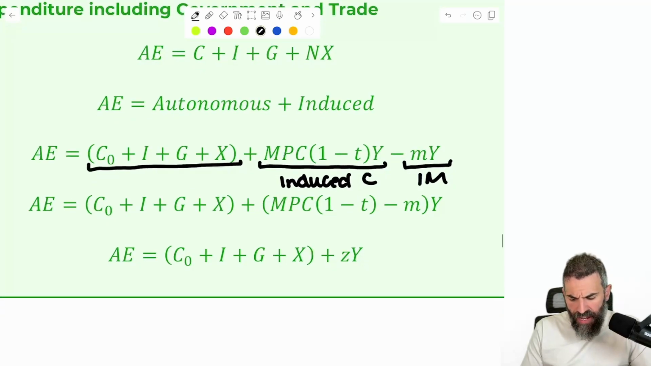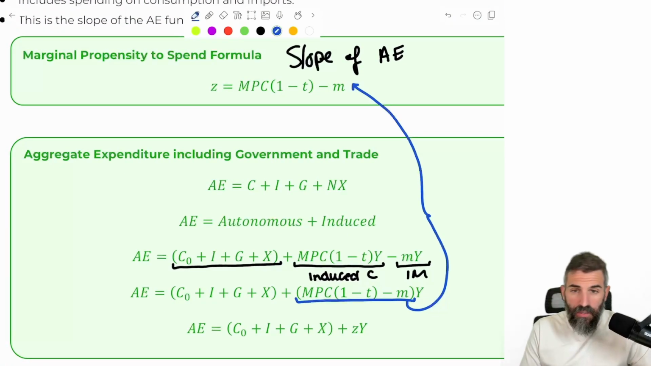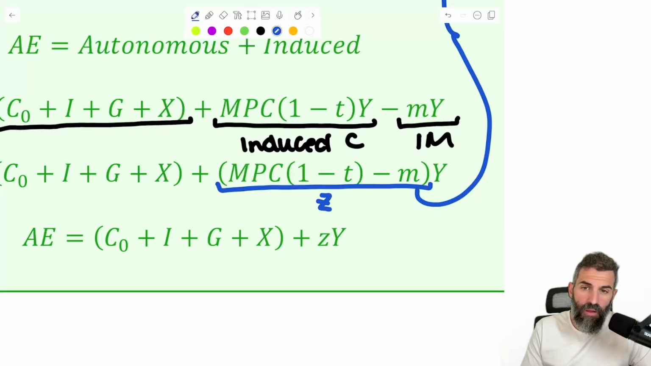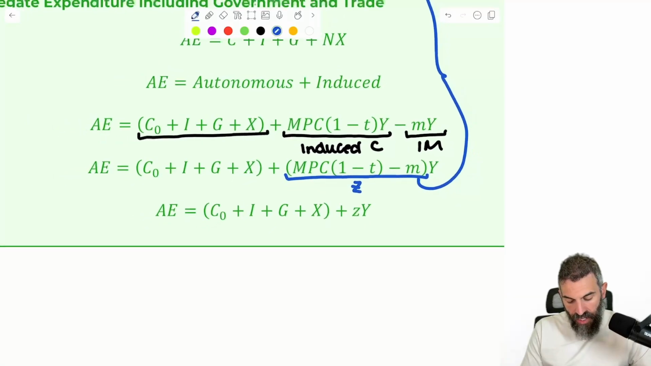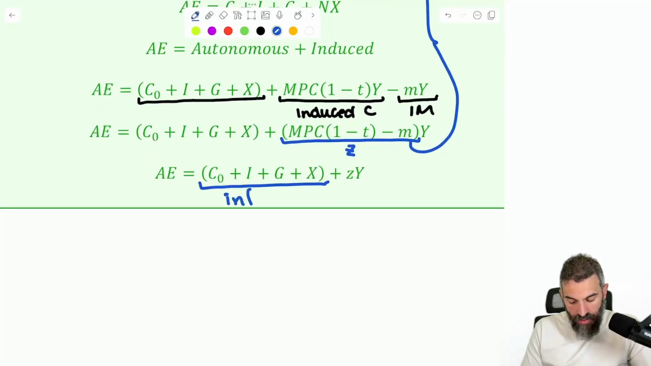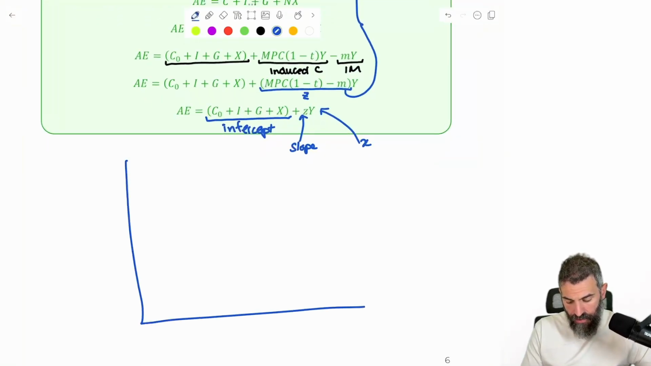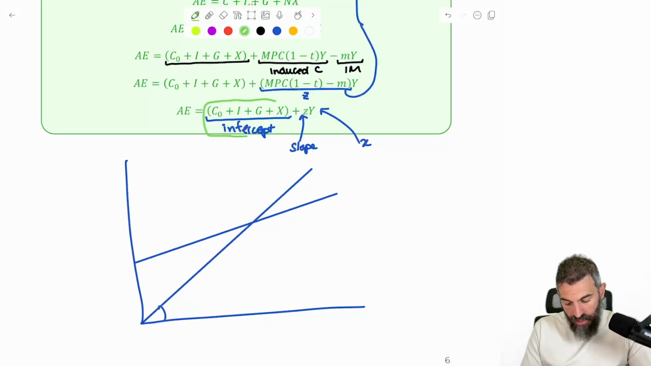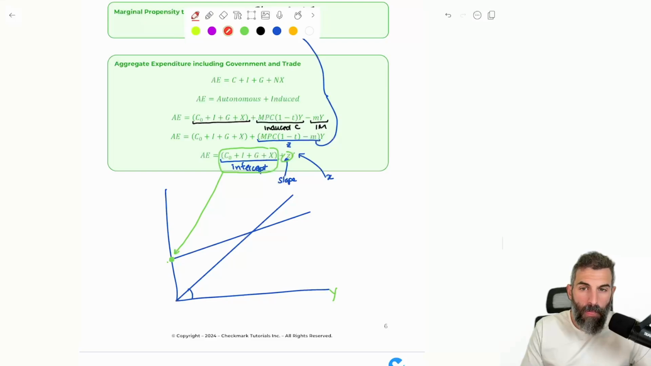And then we just rearrange it. We factor everything out here, so we end up with our slope. You see, this is basically what we had over here. That's your slope. So if you reduce it and remove all that, this is your AE function. This is your intercept, all of the autonomous intercept. This is your slope. And this is your independent variable. On a graph that we've seen many times already, this whole part, the intercept, is that point right there. And then the slope of this line is Z. Let that sink in for a moment.